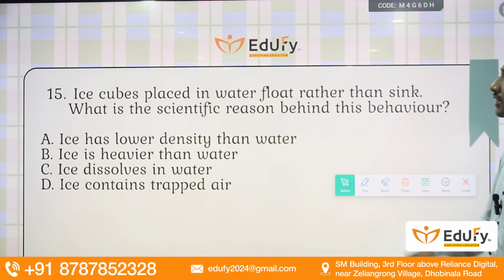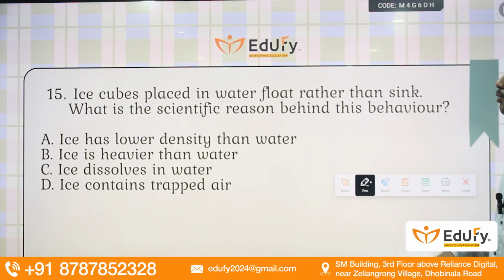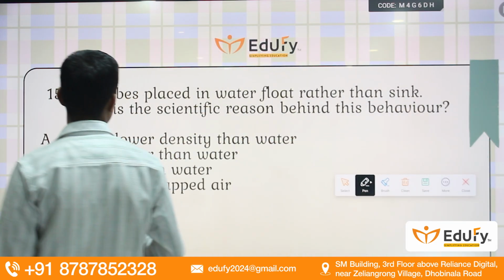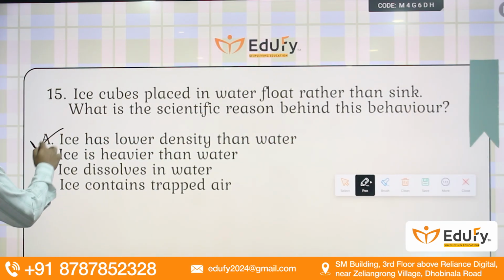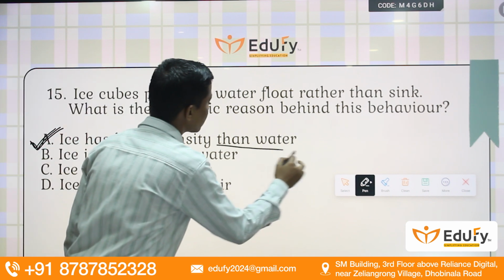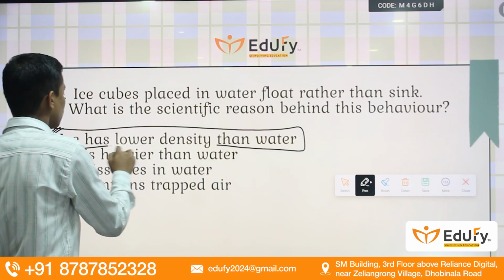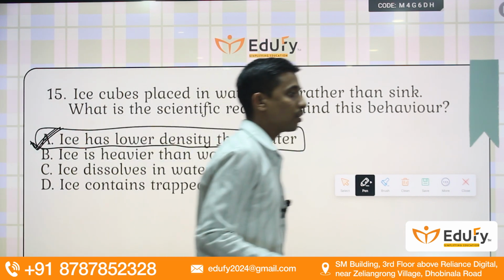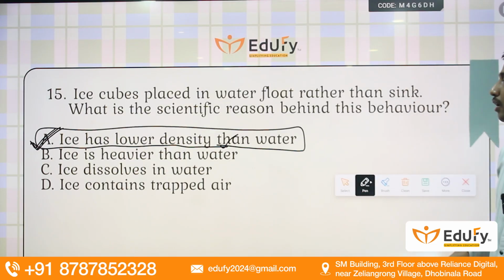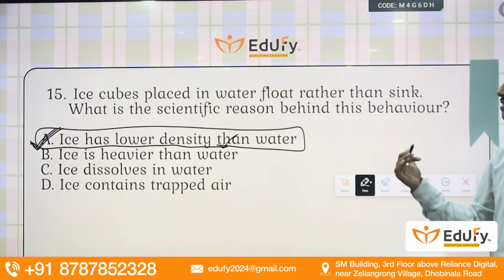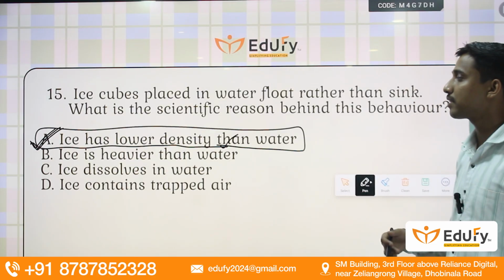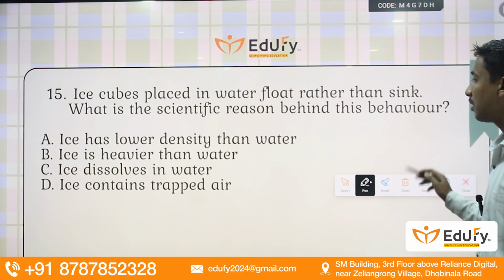Moving towards the next question, guys, we have ice cubes placed in water float rather than sink. What is the scientific reason behind this behavior? So, guys, you see, ice has a comparatively lower density than water. So that is the correct option over here, and that is why ice floats over water.